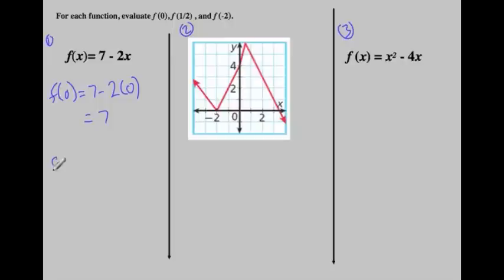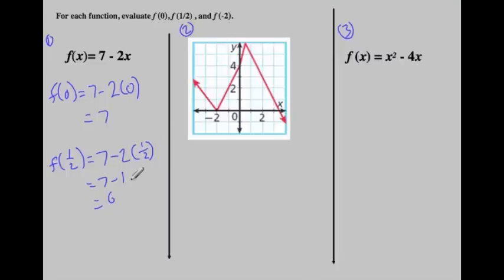We could also evaluate for f of 1/2. f of 1/2 equals 7 minus 2 times something. And now, instead of plugging x in, I'm going to plug in 1/2. Well, I still get 7. And then negative 2 times 1/2 is negative 1. So my final answer here is 6. And I would do the same thing for negative 2.